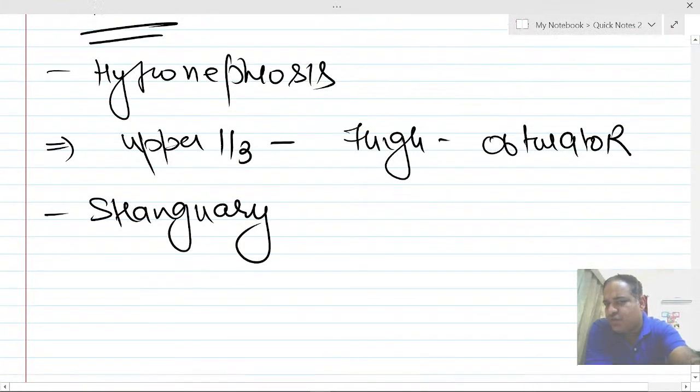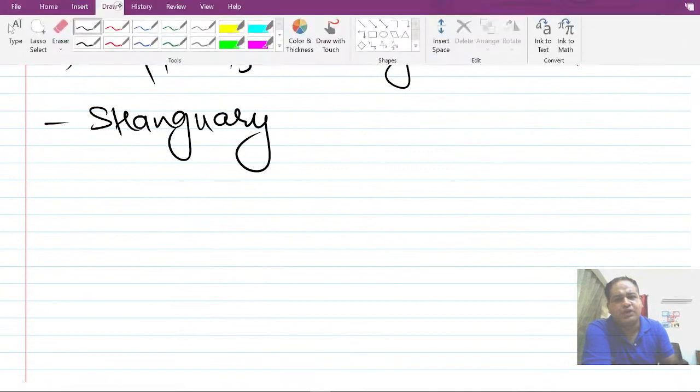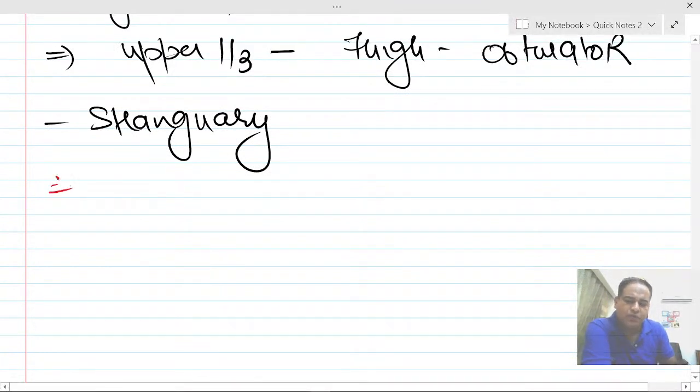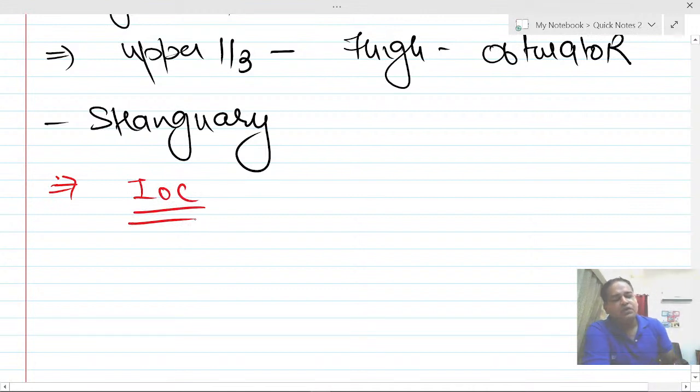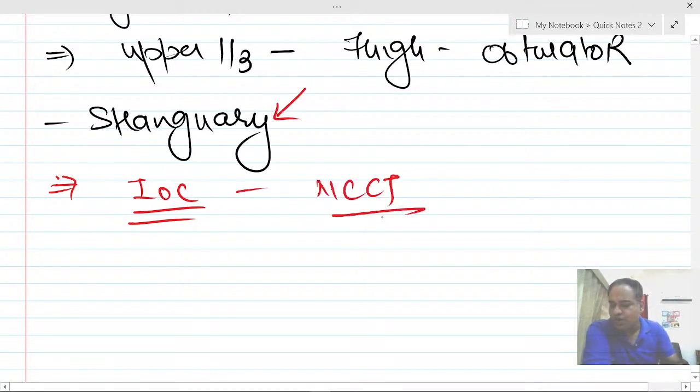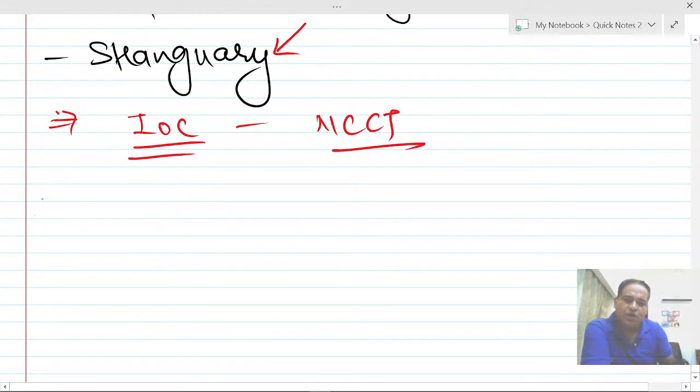The patient wants to pass urine, but the only thing he can pass is 2-3 drops of urine. Only 2-3 drops of urine your patient can pass. That is called strangury, painful micturition. Investigation of choice for all the renal stones is non-contrast CT.